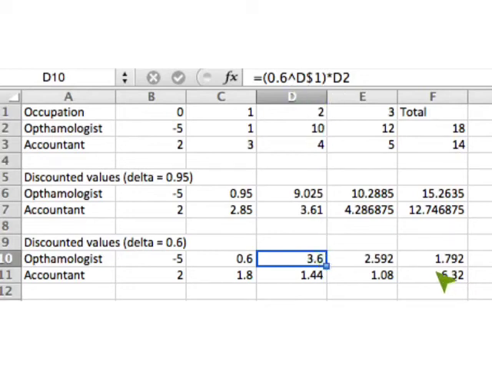But now, when we get to sum those returns, because we're discounting future periods so heavily, now we see that the lifetime returns to accountancy is 6.32 compared to 1.79, and the grasshopper is going to go be an accountant. The early career earnings are high. You don't have to spend a lot of money and a lot of time in med school or optometry school, and that's the path for the grasshopper.